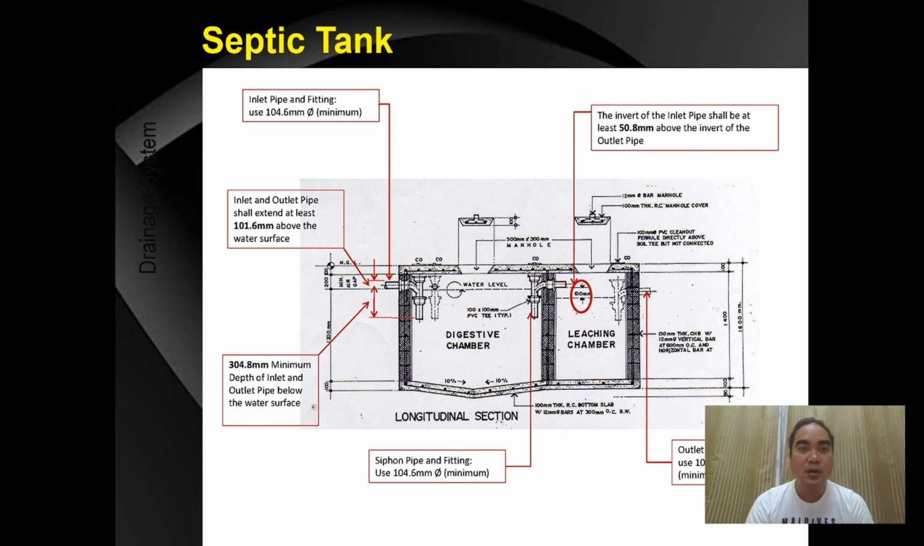Inlet pipe and fitting. Use 101.6 mm diameter minimum. Inlet and outlet pipe shall extend at least 101.6 mm above the water surface. 304.8 mm minimum depth of inlet and outlet pipe below the water surface. The invert of the inlet pipe shall be at least 50.8 mm above the invert of the outlet pipe. Outlet pipe and fittings use 101.6 mm diameter minimum.